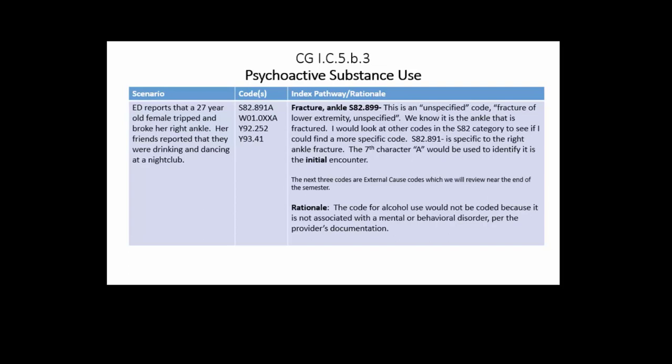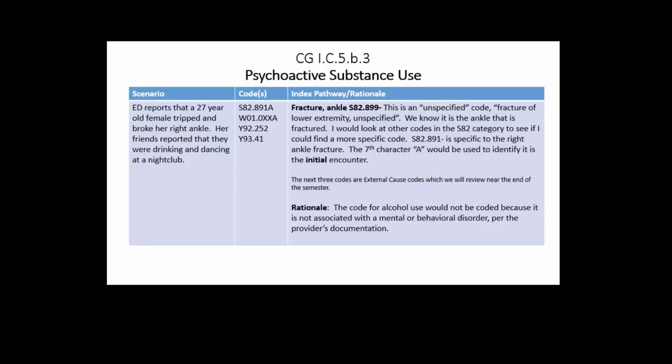The information given to us in this scenario is not unspecified. It tells us it's the ankle that's fractured. So as a professional coder, you would go to the S82 category, to the top of this category of codes, to see if I could find a more specific code, and I do. S82.891- is specific to the right ankle fracture, so I have chosen a more specific code. You always want a code with as much specificity as you can.